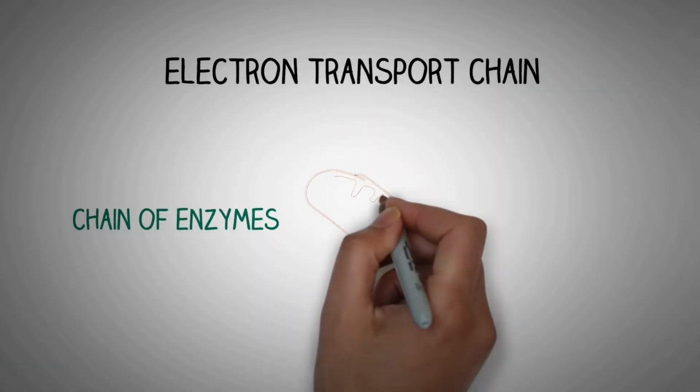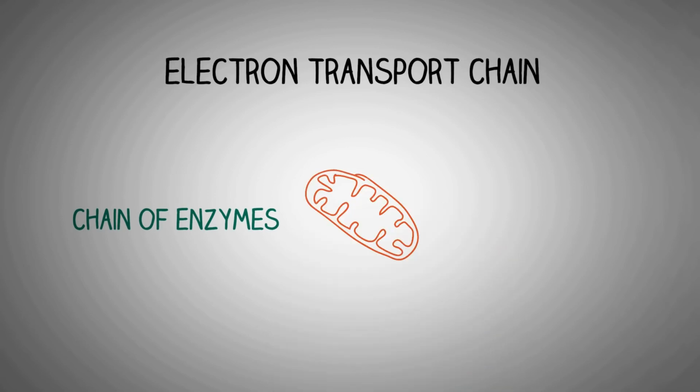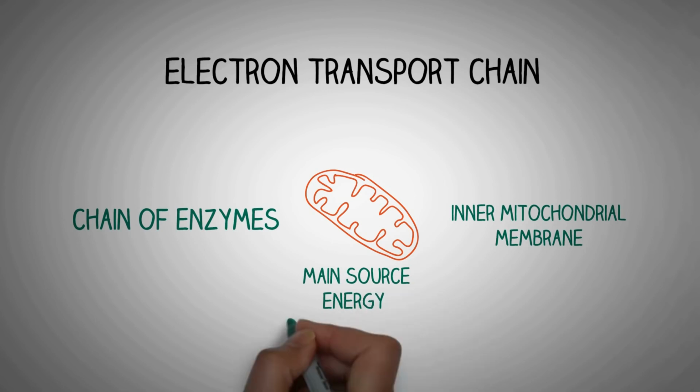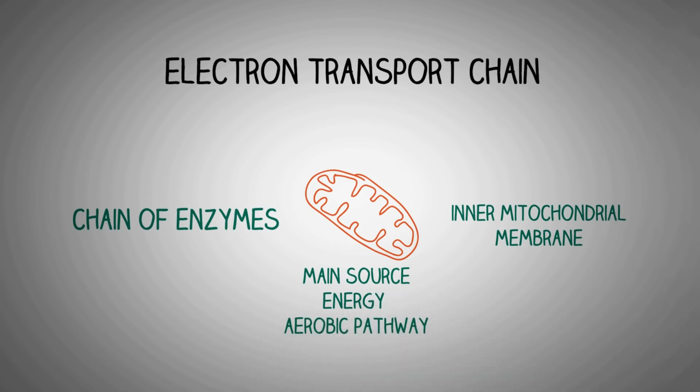The electron transport chain is a set of enzymes located on the inner mitochondrial membrane, and it is the main source of energy in the aerobic pathway of energy generation.